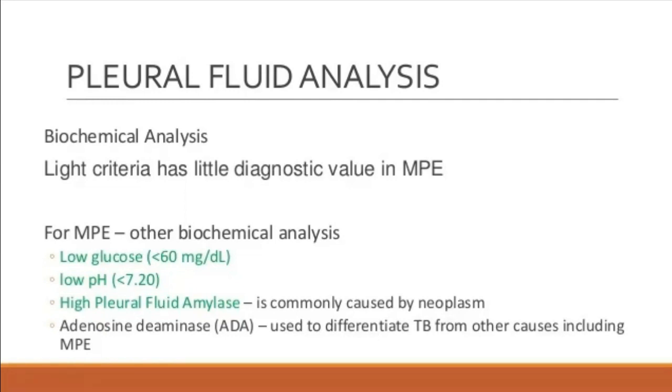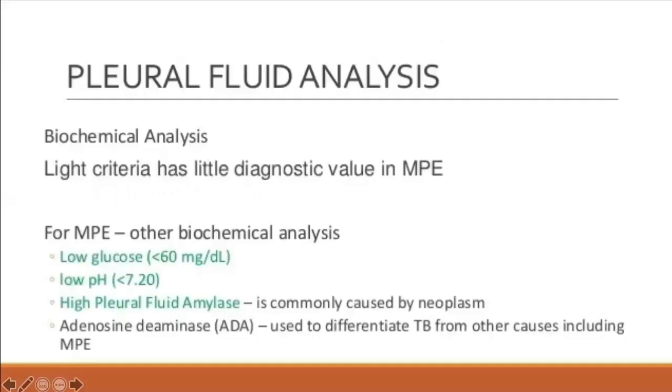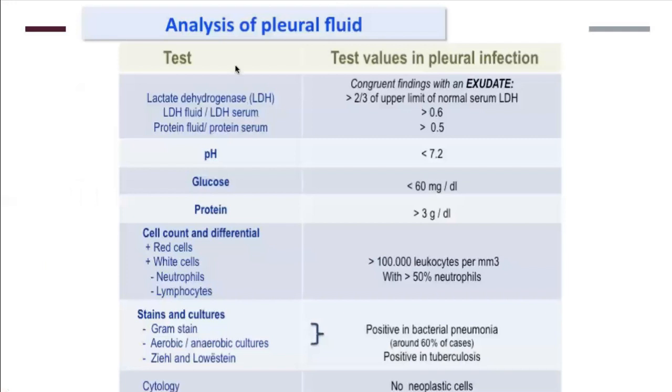On this question, glucose is low and pH is low, but polymorph more than 90% indicates maybe there is an infection and you want to rule it out. So let's go through just the pleural fluid analysis.